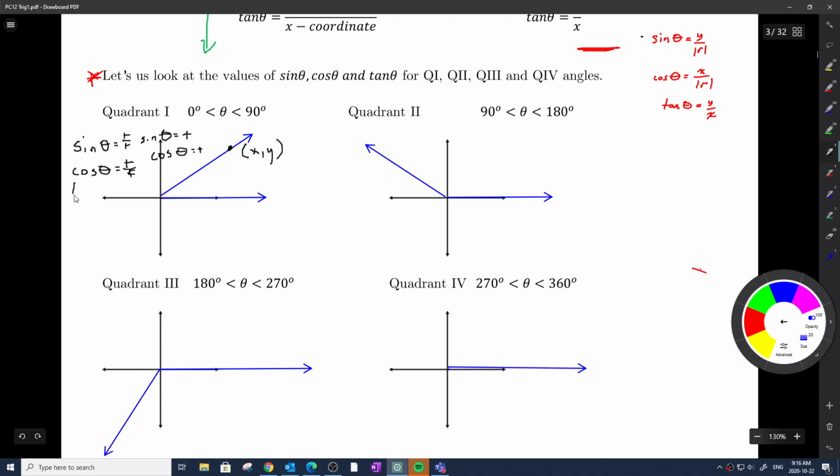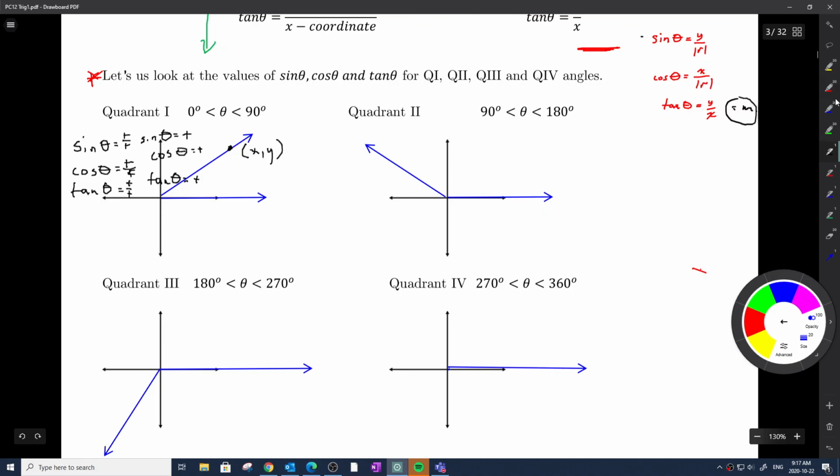Last but not least, tangent. And here, tangent is y over x. Now, my y coordinate is positive, my x coordinate is positive for all points in quadrant number 1. So therefore, my tangent ratio for all quadrant 1 angles is positive. Now, also recall that our tangent can also be a measure of slope. This is more of an idea than anything right now. So what is the slope of this line? Well, any line originating at the origin and going into quadrant 1 will have a positive slope.